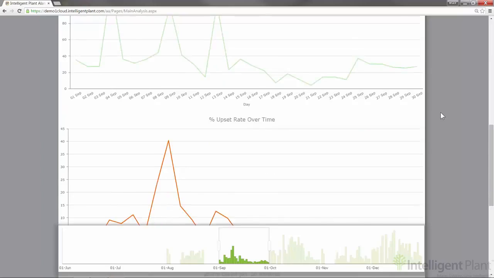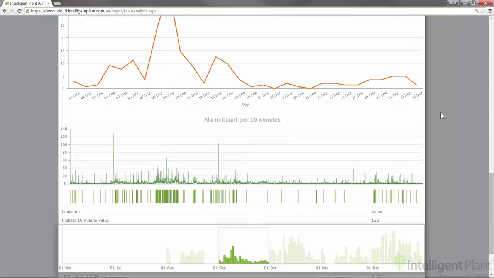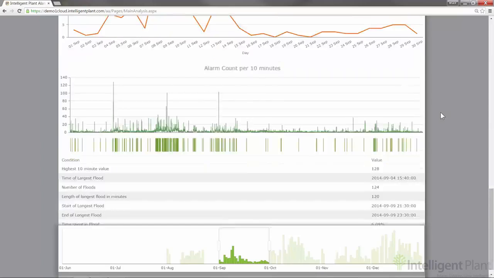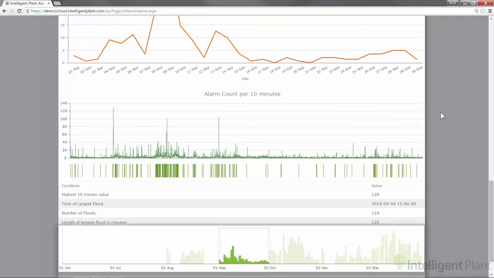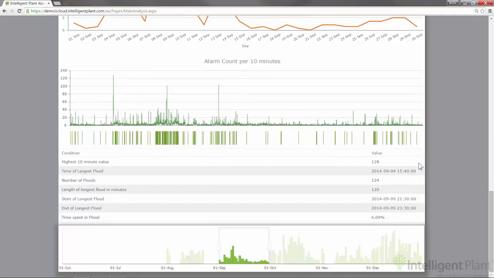At the bottom there is a plot illustrating when and for how long the system is in flood. The count of alarms per 10 minutes is shown, and the barcode indicates when this corresponds to flood. There is a vertical green line for each 10 minutes that are considered to be in flood. We then extract some KPIs from this, so we can see that the highest 10-minute period was 128. The highest flood occurred on the 4th of September at 1540.